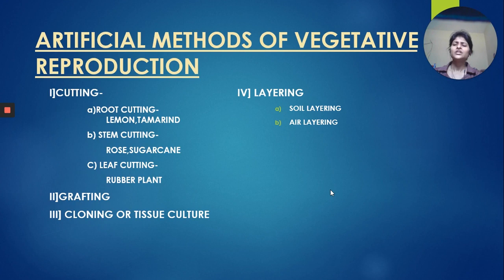Now we'll see very shortly some of the artificial methods of vegetative propagation, which are very useful in the agricultural field. First is cutting, in which a small cut is used to propagate a new plant, like a small cut of the root, for example in lemon and tamarind, a small cut of a stem, for example rose and sugarcane, and a small cut of a leaf, for example in rubber plant. That small cut is taken and buried inside the soil to grow a new plant. That means these cuts are useful for the propagation of new plants. That is why the method is called cutting.